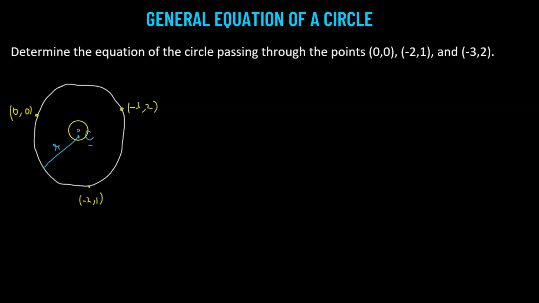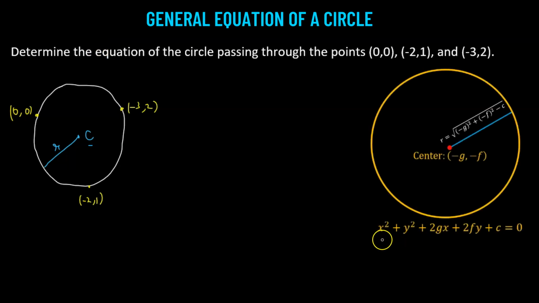For this, we'll be using another form, which is the general form of a circle. So let's specify the general form of a circle. The general form of a circle is given by this particular equation, and in this equation, g, f and c are constants, and the center can be defined as the coordinate (-g, -f), and the radius can be determined by using this particular formula. So we will be using this general form to find out the equation of the circle.